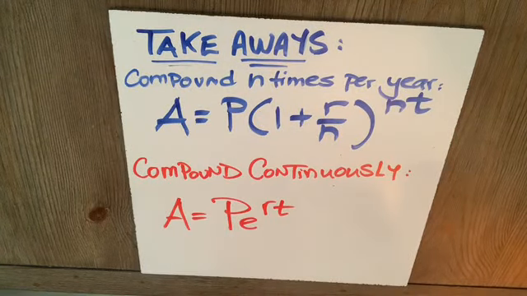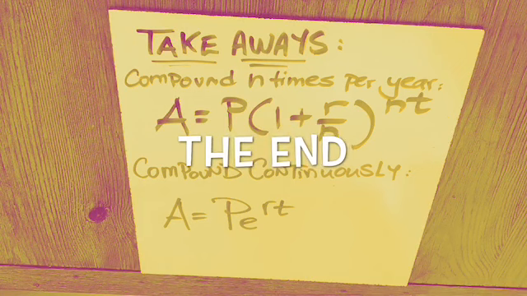And here they are more beautifully and right next to each other. Compound n times per year, A is equal to P times 1 plus R over n to the NT. Compounded continuously, I'd like that better because it's going to give me more payback for every dollar I put in. A is equal to P times E raised to the RT.